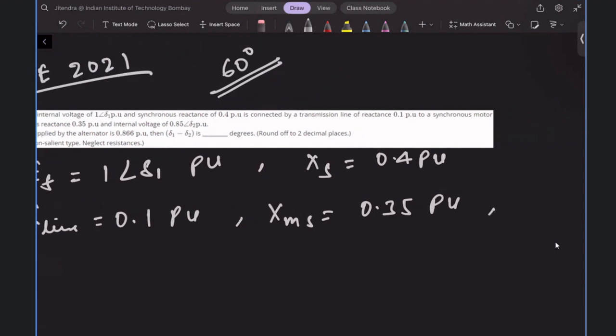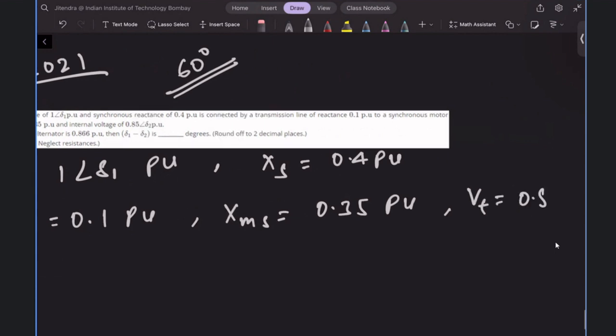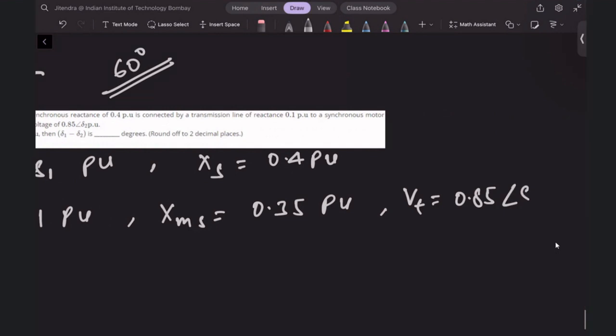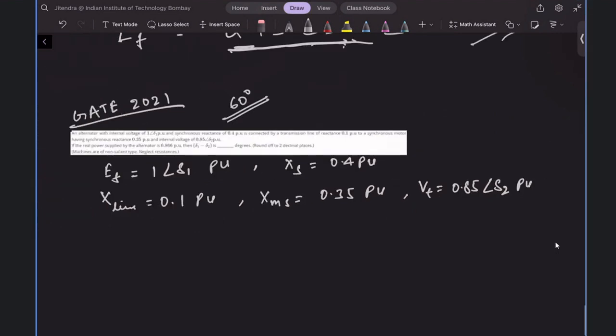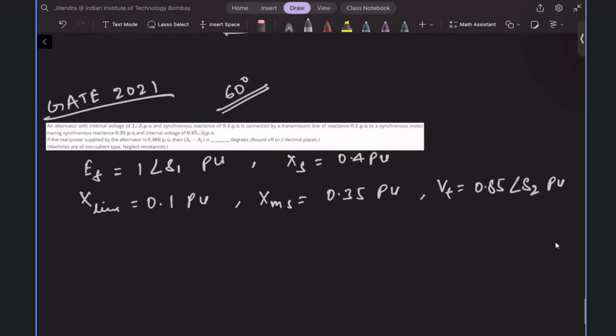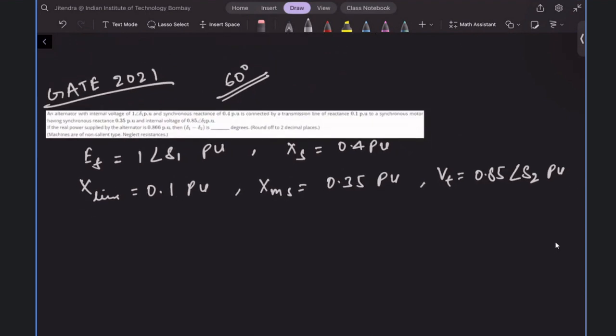So there is a lot of data. And sir, there are two synchronous machines. Yeah, two synchronous machines connected. If the real power supplied by the alternator is 0.866 per unit, then you have to find the difference between delta 1 and delta 2. 0.866 is equal to root 3 by 2, right? So what will be the angle of delta 1 minus delta 2?